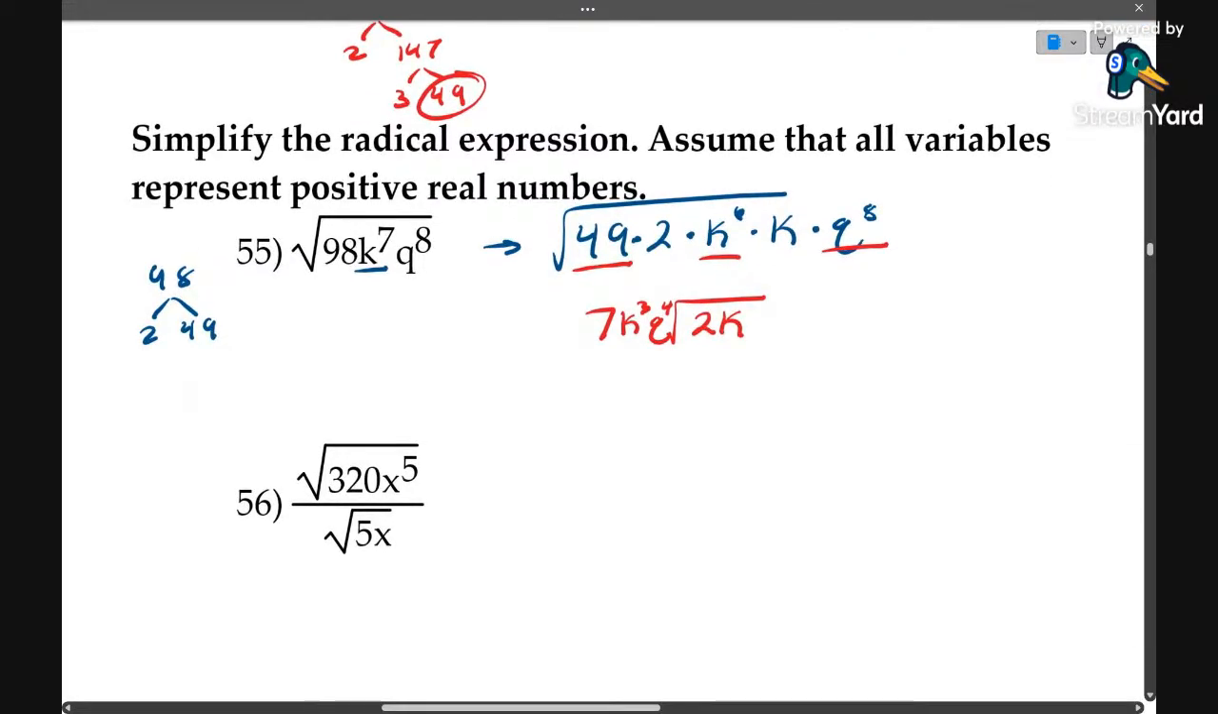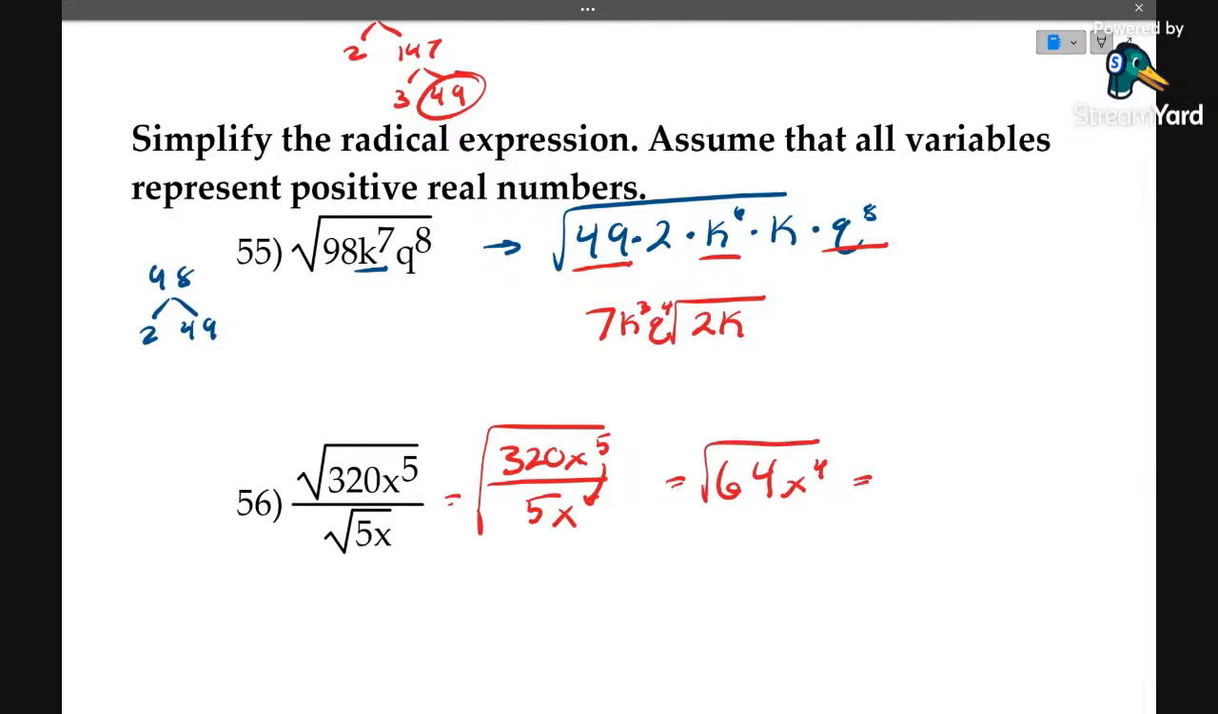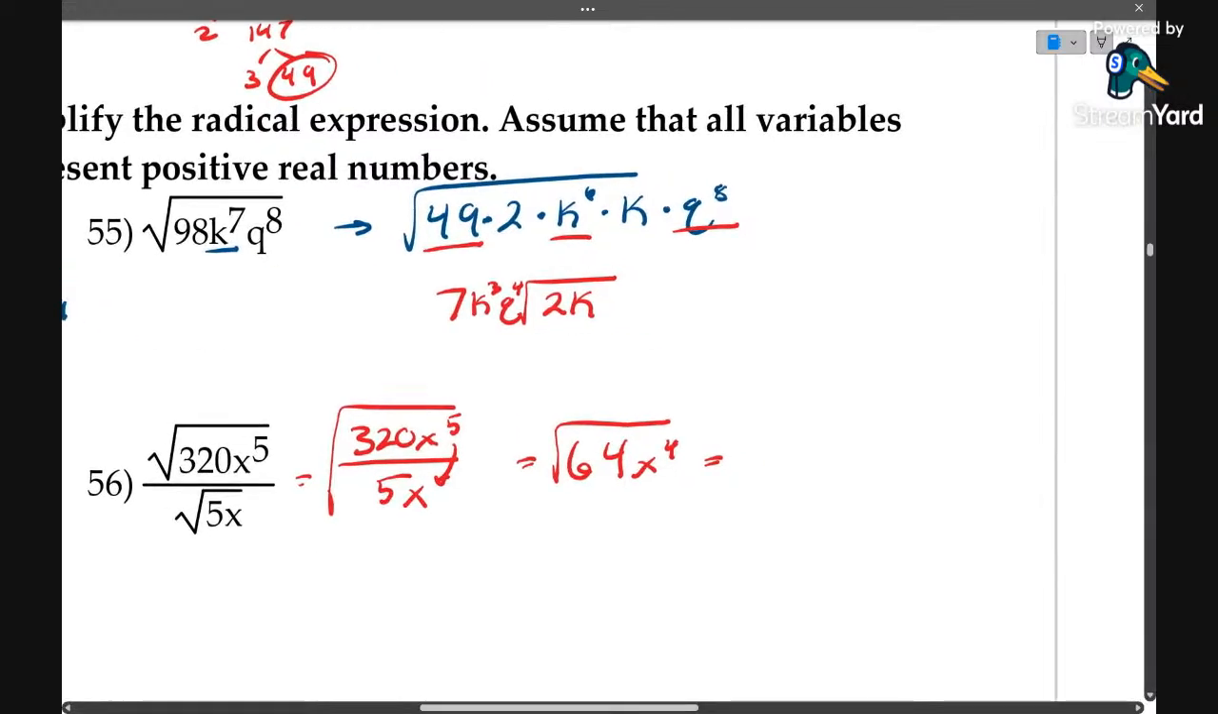With fractions, I could try to simplify each of these and then simplify the fraction, but more often than not, it's a lot easier to write it as one single radical and then simplify the fraction first before you simplify the radical. So 320 divided by 5 gives me 64. And then x to the 5th divided by x just gives me x to the 4th. 5 minus 1 is x to the 4th. And then taking the square root from there gives us 8x squared.